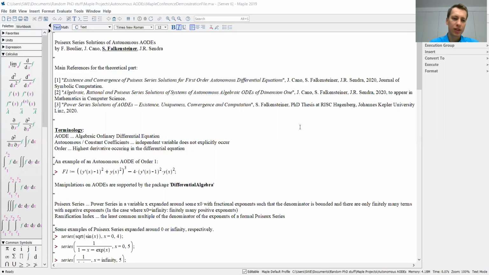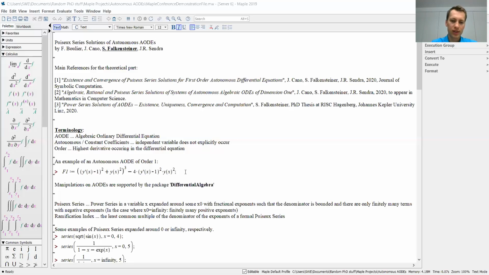Okay, let's go ahead. The title of the talk is Puiseux series solutions of autonomous AODEs. AODE means algebraic ordinary differential equation. Autonomous, or constant coefficients, means that the independent variable does not explicitly occur. The order of an equation is the highest derivative occurring in the differential equation.